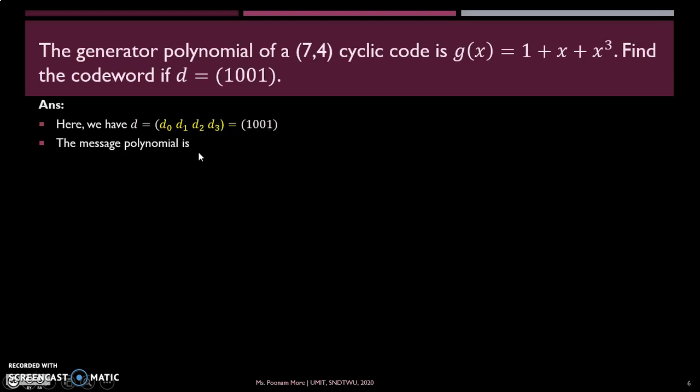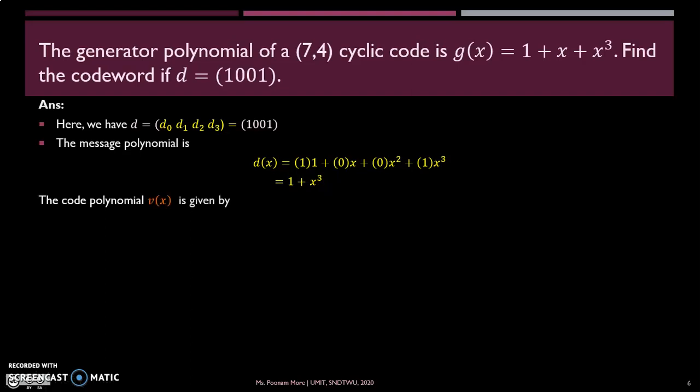The message polynomial is written by considering these bits as coefficients in the polynomial form. As these two bits are 0, they represent the coefficients of x and x square, and therefore in the resultant polynomial we will have only 1 and x cube. So the resultant data message polynomial is 1 plus x cube.